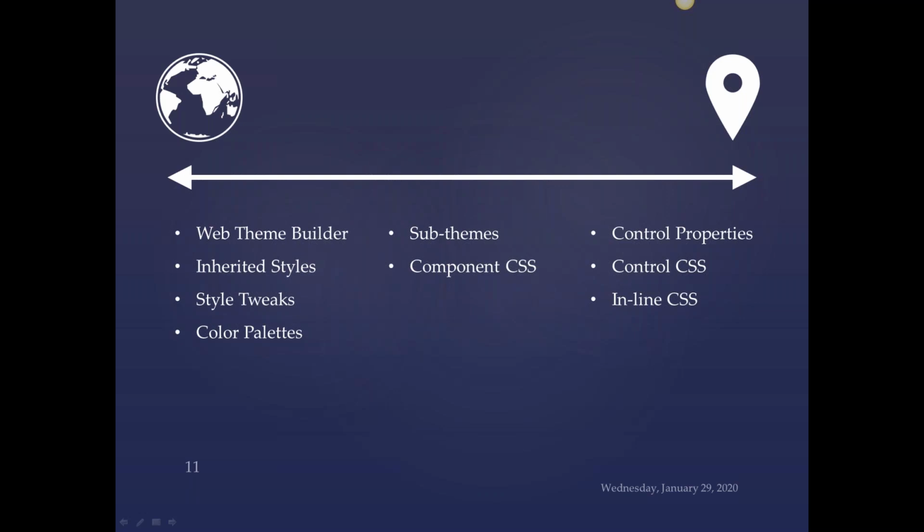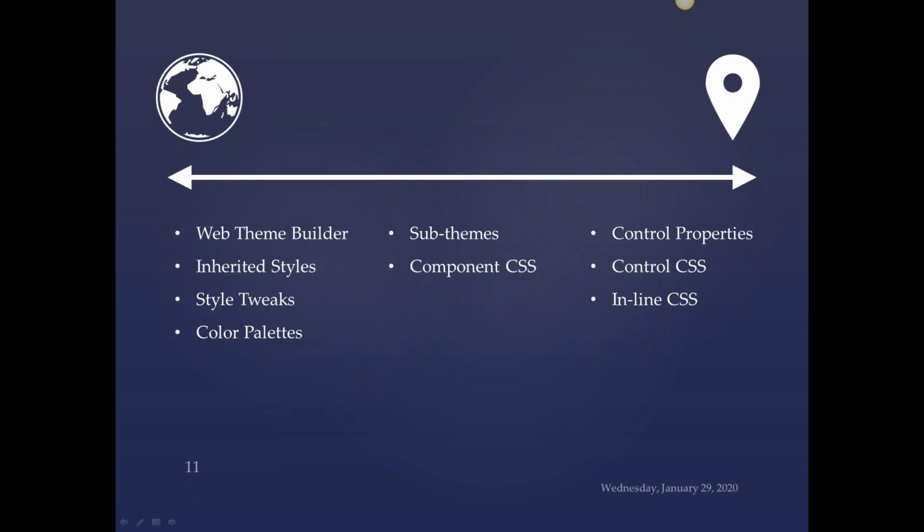In the middle here, we have sub-themes, which we'll talk about, and also component CSS. Component CSS can be a local modification, but it can also globally affect the theme, and we'll talk about that a bit later. And then all the way on the right, we have control properties, so things like width or height or color, those very specific settings for a control.